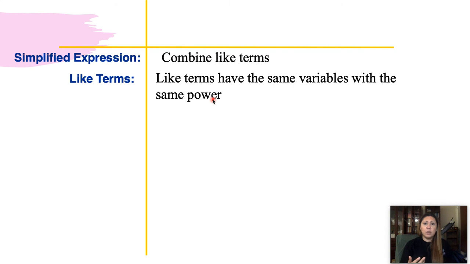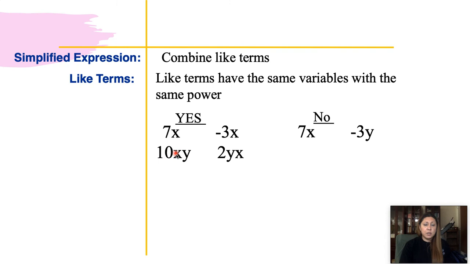So let's talk about different examples of which ones I could combine and then which ones I can't. So 7x and negative 3x. Both of them have an x, so then yes, I can combine them. However, if I had an x and a y, then I wouldn't be able to. On the other, we have an x and a y, and this one has a y and an x. So even though the order of both of them are different, it doesn't matter. It just means that I probably got lazy. I wasn't paying attention.